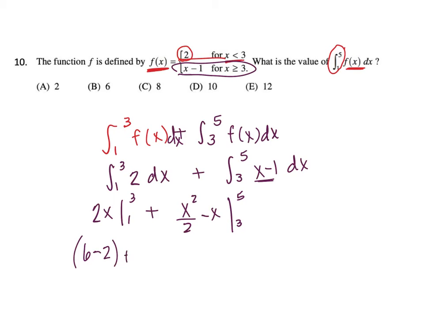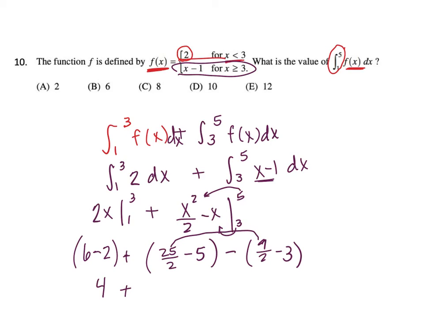All right, so for our first portion here, we're going to have 6 minus 2, that's the first part, plus, and then plugging in over here, we're going to have 5 squared, or 25 over 2, minus 5, but then we've got to come back and plug in the bottom part, so minus 9/2 minus 3. So now we've got a lot of algebra here, or just number crunching. So we have 4 plus, I would go ahead and do these over 2. So 25 minus 9, that's going to give me 16 over 2. And then minus 5 minus a negative 3, so minus 2. So this is going to work out nice. You have 2 plus 8, so we get 10 for our answer choice.